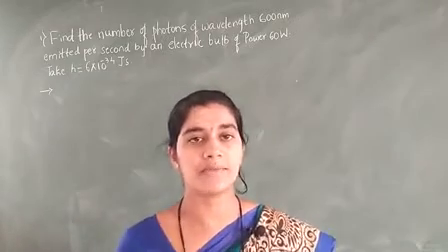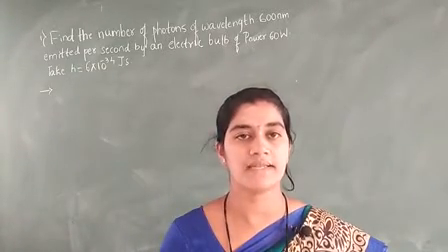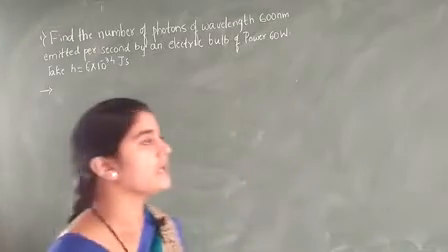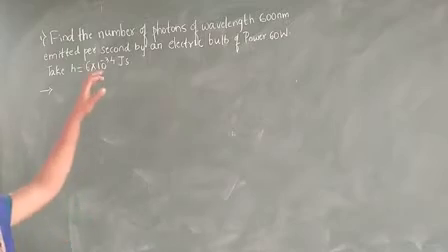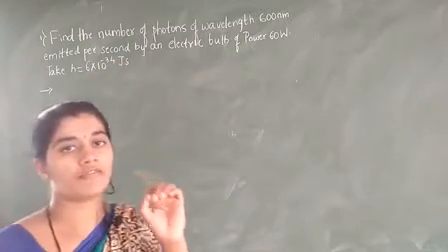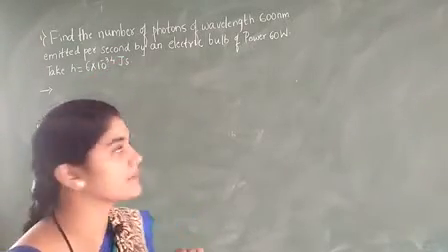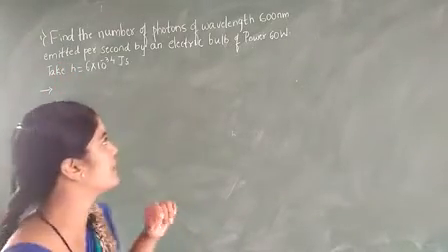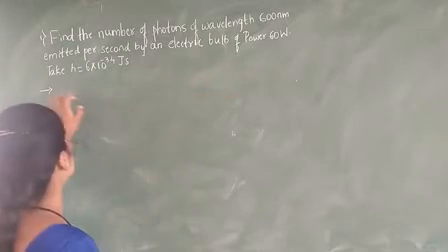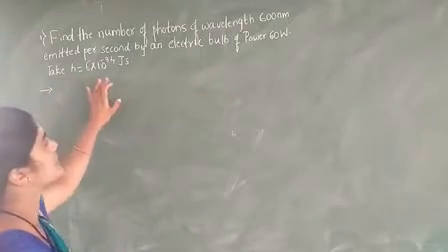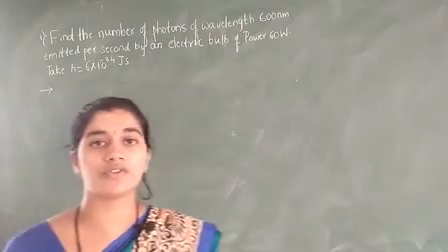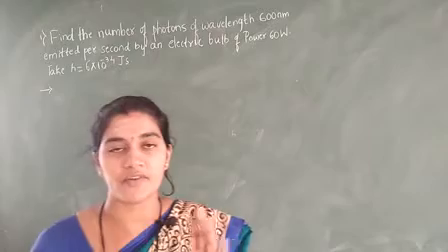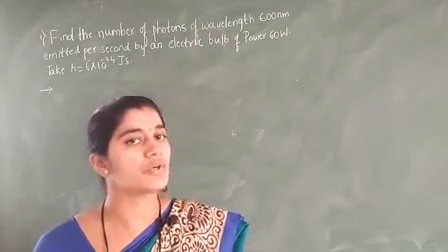Today we are continuing the problems on the dual nature of matter and radiation. Now let us consider the first problem. Find the number of photons of wavelength 600 nanometer emitted per second by an electric bulb of power 60 watt. Given that h is equal to 6 into 10 raised to minus 34 joule second. In this condition, we have to find the number of photons. Number of photons is equal to question mark.